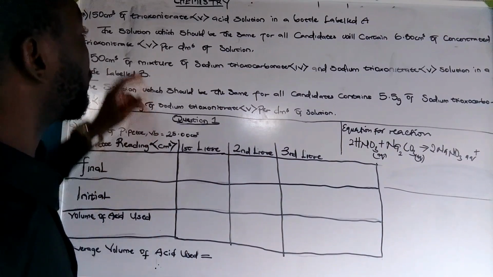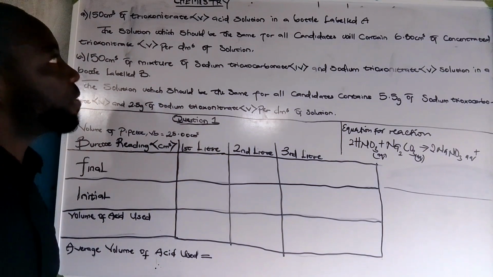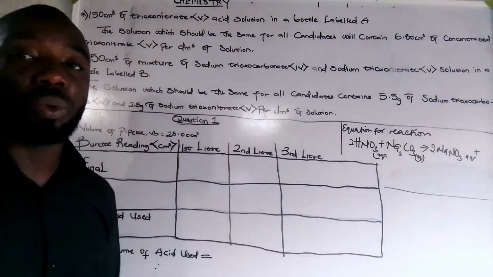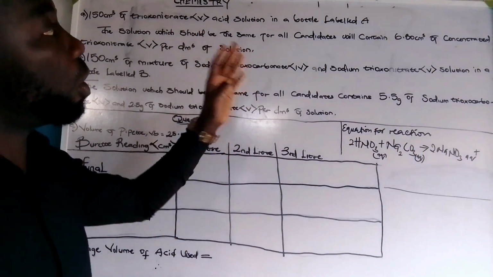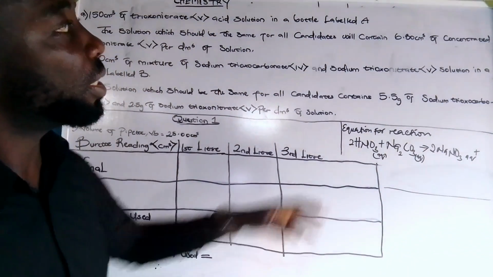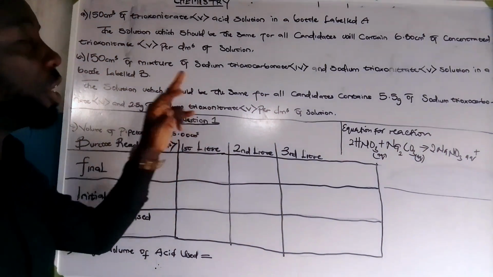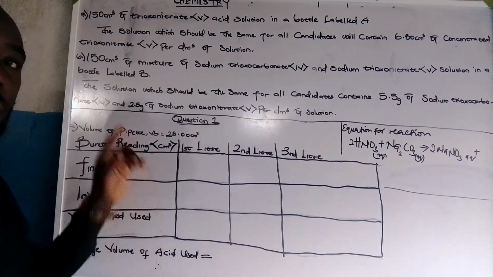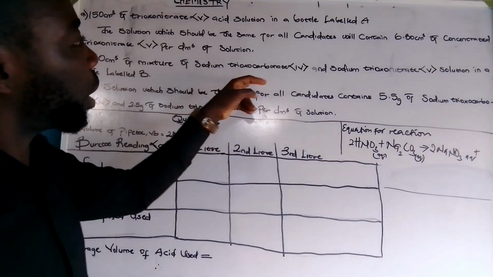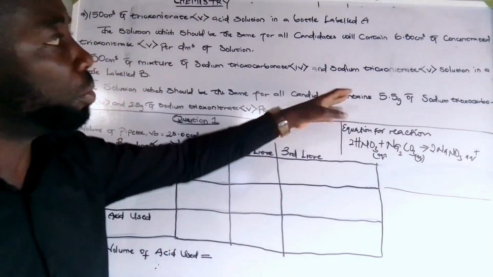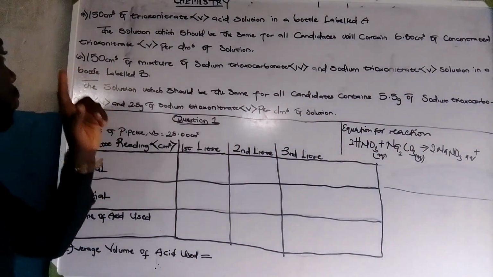Okay, we are asked to provide 150 cm cube of trioxonitrate(V) acid solution in a bottle labeled A. The solution, which should be the same for all candidates, will contain 6.3 cm cube of concentrated trioxonitrate(V) acid per dm cube of solution. Now on B, it says 150 cm cube of a mixture of sodium trioxocarbonate(IV) and sodium trioxonitrate(V) solution in a bottle labeled B.